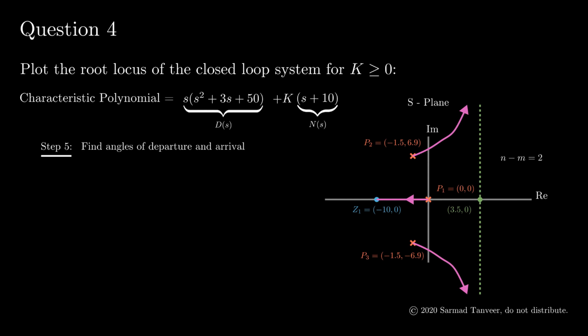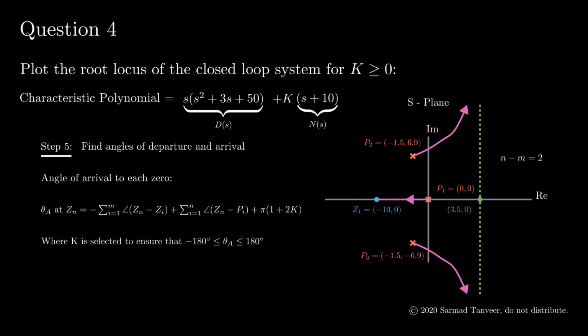The angle of arrival at zero n is given by the following formula. The negative sum of angles from all the zeros to zero n plus the sum of all angles from all the poles to zero n plus the term pi times 1 plus 2k, where k is selected to ensure that the angle of arrival lies between negative and positive 180 degrees.